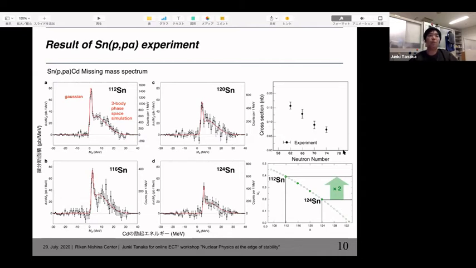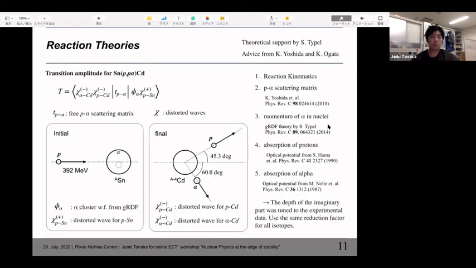So next, we would like to compare this result with the theoretical prediction. To do this, we used the reaction theory and converted the predicted number of alpha particles to the (p,pα) cross-section. We used the distorted wave impulse approximation. This is often used for quasi-elastic scattering, such as (p,2p) reactions. The reaction analysis can be summarized into 5 points.